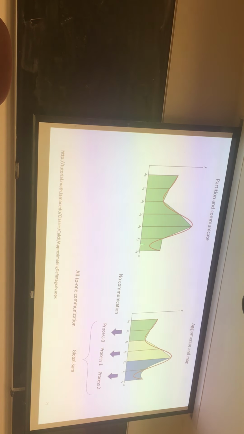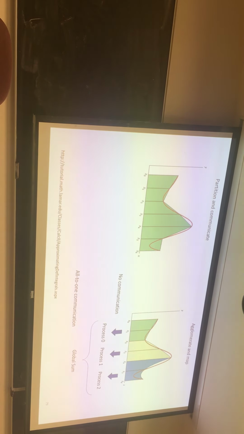So this is, again, how you can calculate the trapezoid rule for this function. First, think about partition and communication. You partition this function into many, many trapezoids. The communication is very simple. You just need to calculate the sum of all the trapezoid areas. So the next step is agglomerate and map.